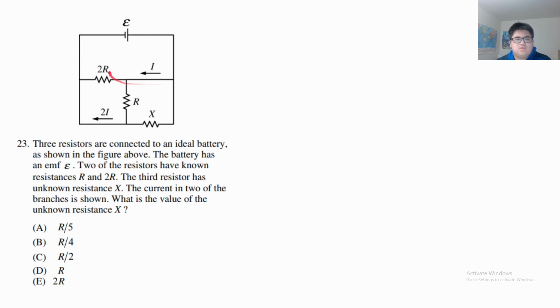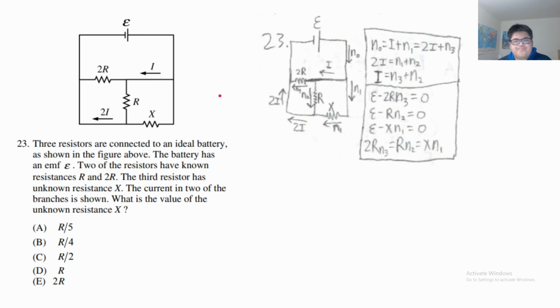Now I'm going to redraw this diagram, but with more labels so that you know what I'm talking about. The current flowing from here to here, let's call that N0. The current flowing from here to here, let's call that N1. From here to here, let's call that N2. And from here to here, let's call that N3.